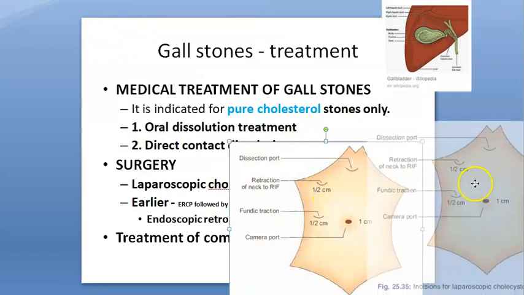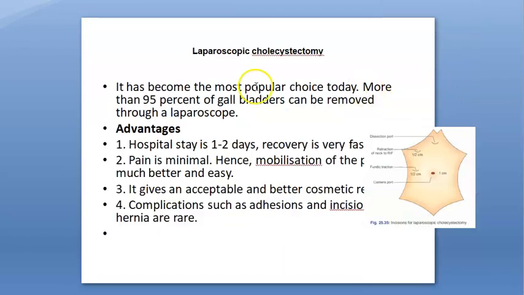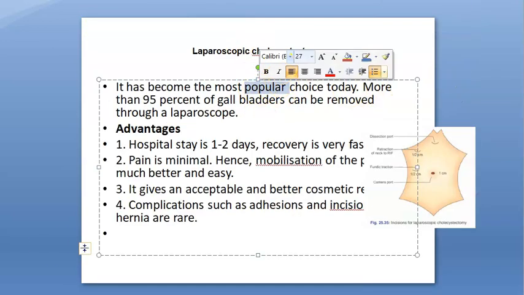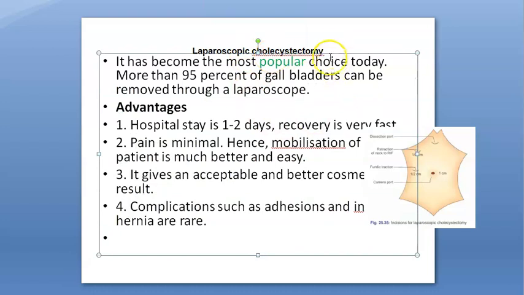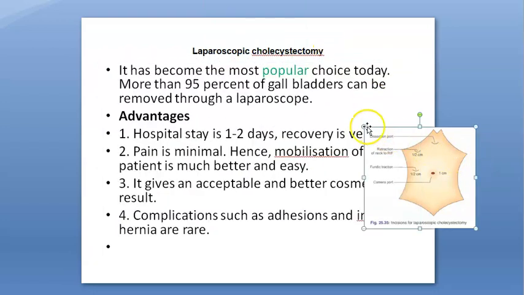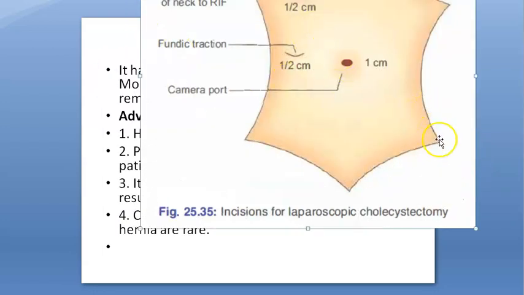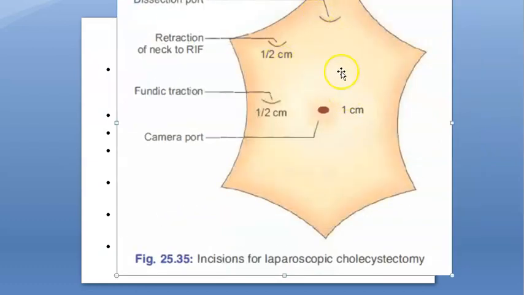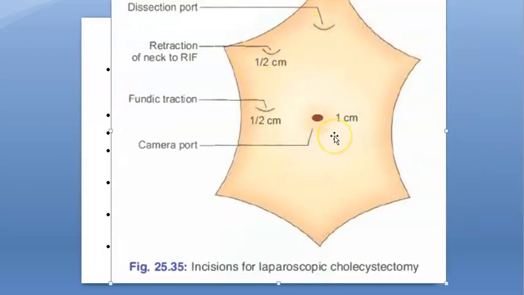Let's read about this. So guys, this is very popular nowadays, and 95% of gallstones can be removed just by laparoscopy. Okay, no need to cut open the abdomen. But you understand that you'll have to make a lot of entry points in the abdomen. But the concept is that multiple small wounds will heal rather than one large wound. Okay. So this is what it is. There are multiple ports that they're putting, one dissection port, one camera port, etc.